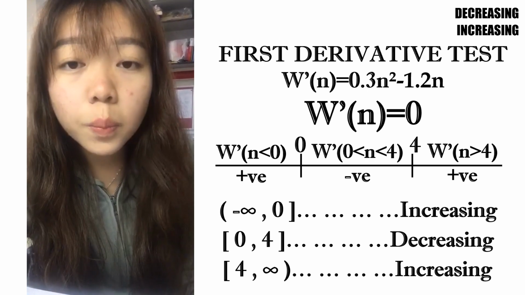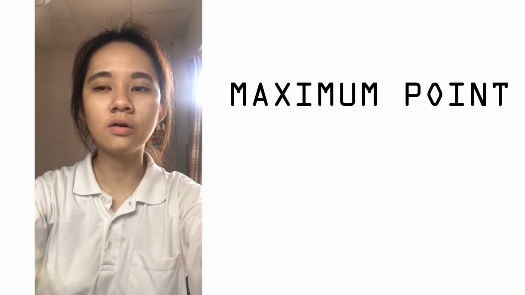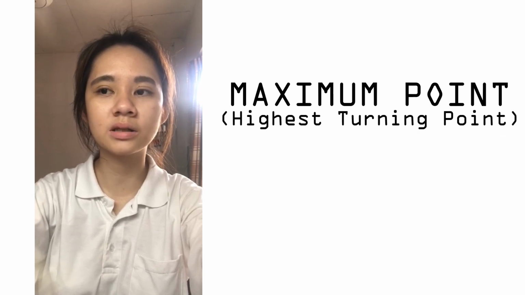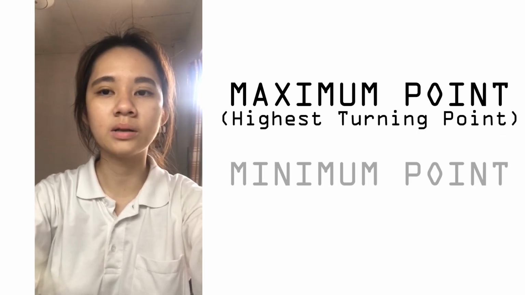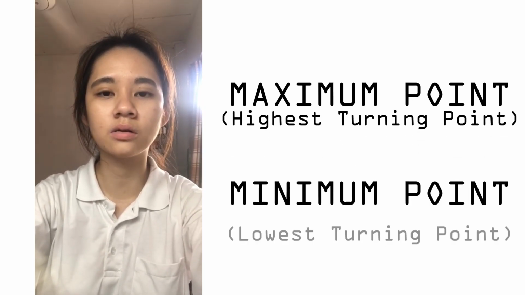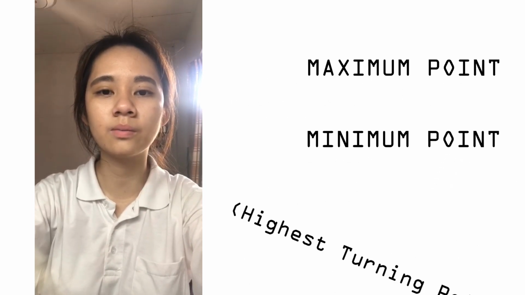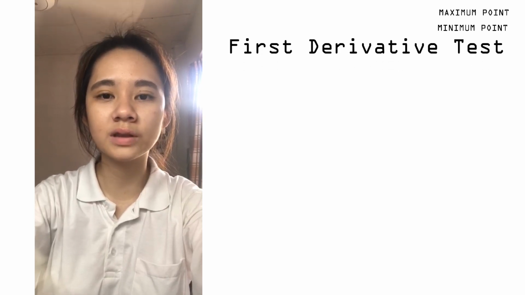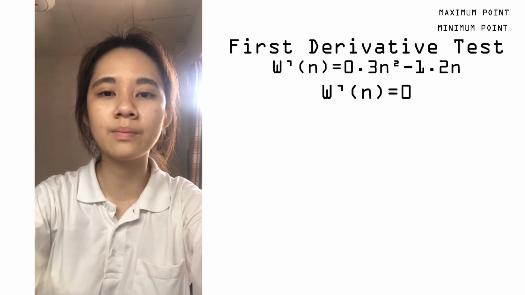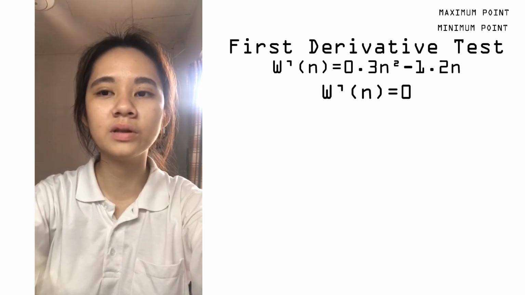4 until positive infinity. The maximum value of a function is the highest turning point of our graph, while the minimum value of a function is the lower turning point of our graph. To find the maximum or minimum point, we use the first derivative test, which is w prime n equals 0. We found that n is equal to 0 and 4.